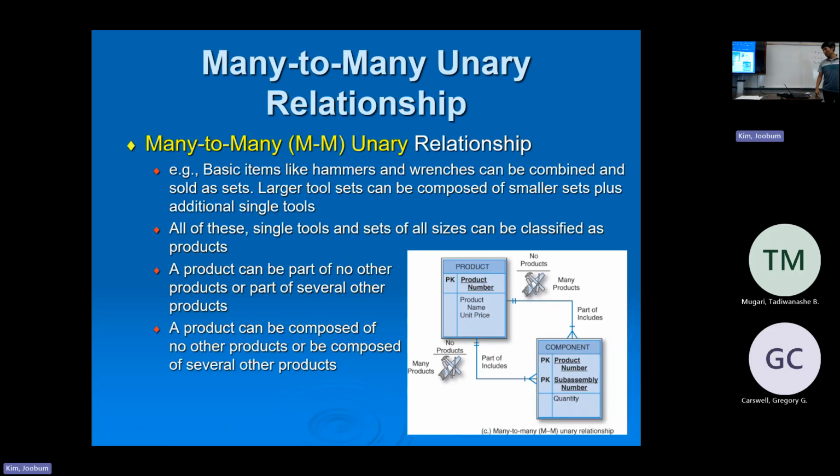How about this one? Many-to-many unary relationship. This is a product, and there is a component. Can you tell me what kind of relationship is included in the many-to-many unary relationship? Only one entity is involved. This is the entity, product and component. It's the same: product and component are the same.